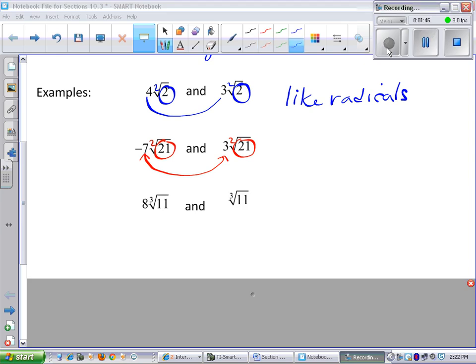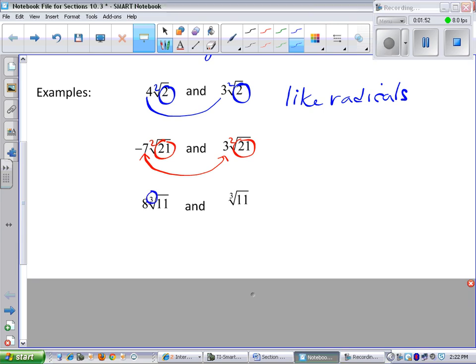Now we have 8 cube roots of 11 and the cube root of 11. These have the same index. They have the same radicand. Only the coefficients differ. If there's not a coefficient, it's understood to be a 1. These are like radicals. And so are those.